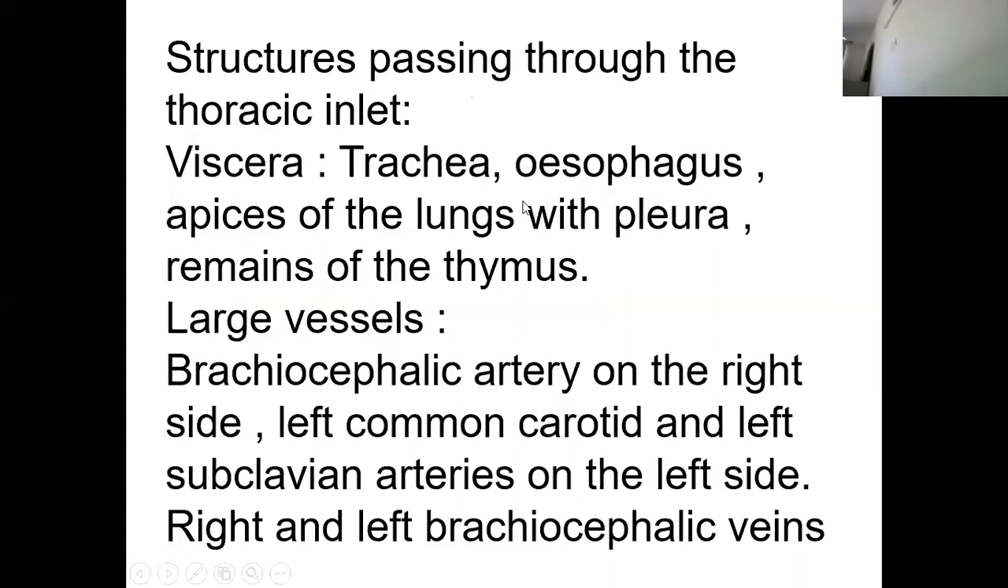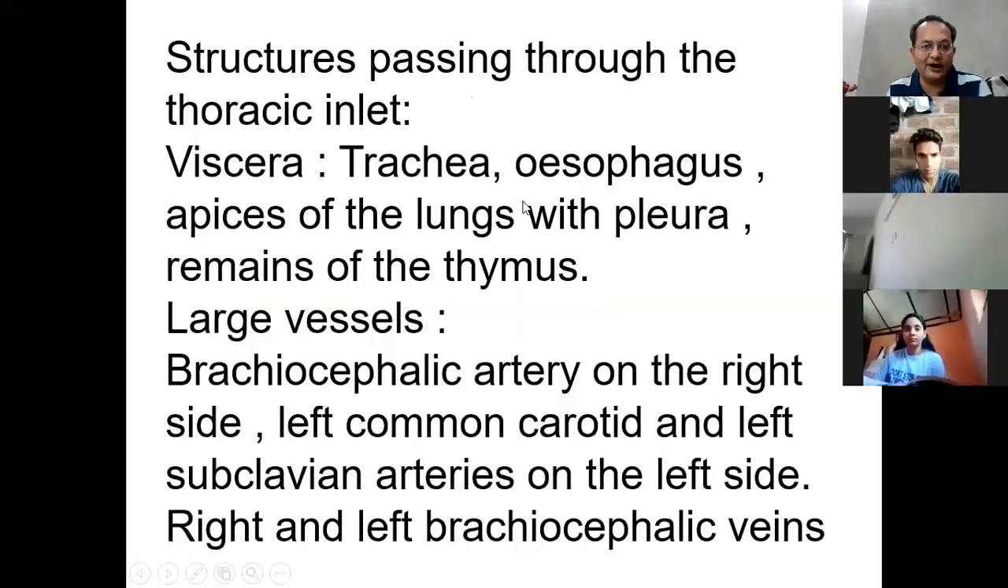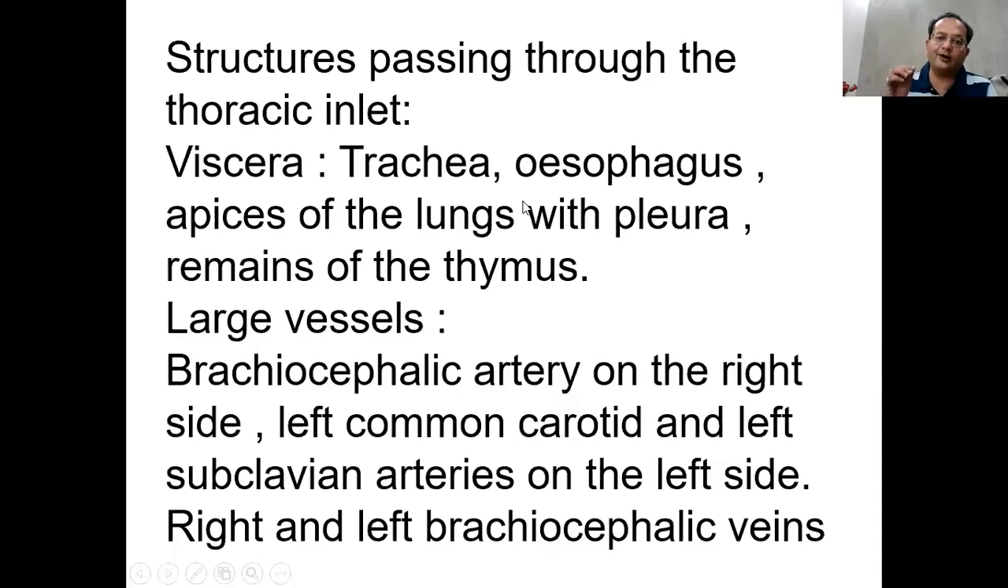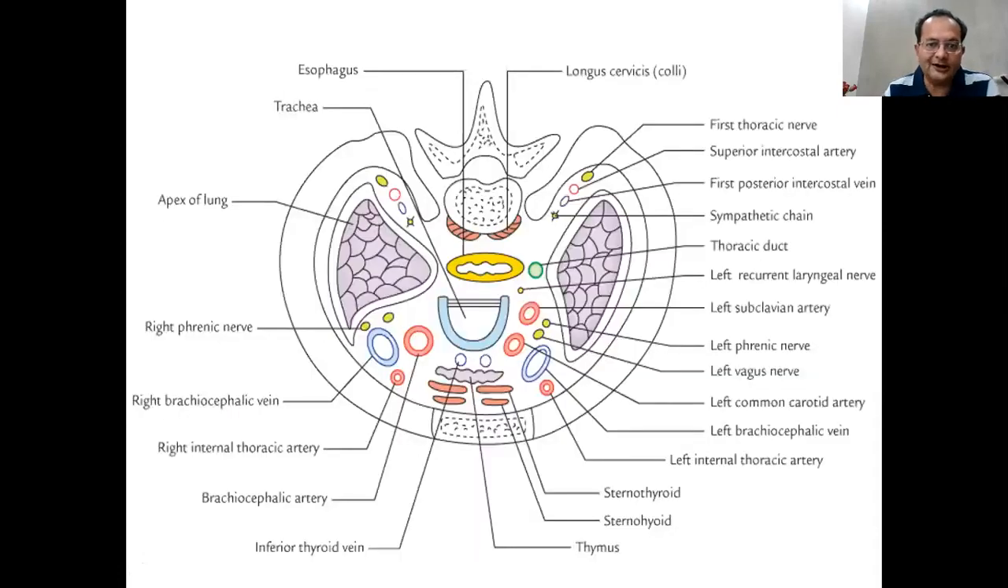Large vessels: brachiocephalic artery on the right side, left common carotid and left subclavian arteries on the left side. You know, you have not yet studied the arch of aorta. The arch of aorta has three branches: brachiocephalic artery on the right side, left common carotid and left subclavian arteries on the left side. Then right and left brachiocephalic veins. These are the structures which are passing through the thoracic inlet.